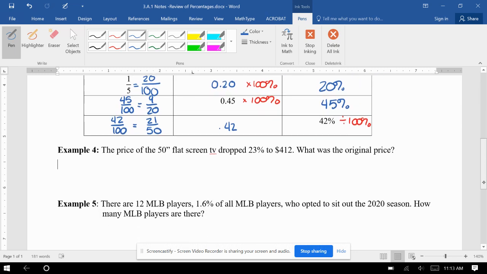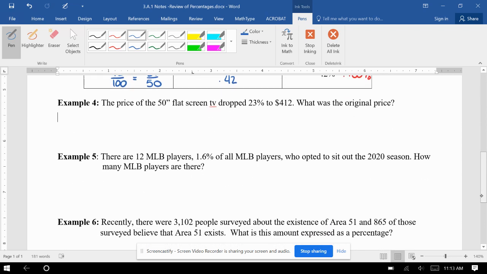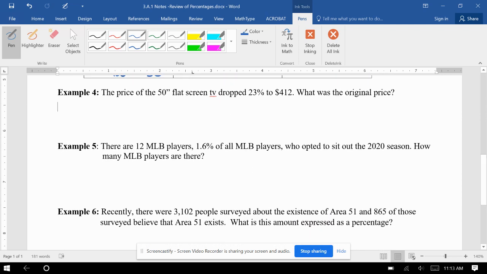And I'm pretty confident most of you know how to do that already. And if not, you just need a little refreshed memory. So the next few examples, what we're going to do is look at percentages that you might encounter maybe by watching the news or by going shopping and trying to comparison shop and things like that. So the first example here is talking about a flat screen TV that was dropped in price by 23%. And then the new price is $412. And it wants to know what was the original price. And this is good to know when you're shopping, know if you're getting a good deal on something or if someone's trying to pull one over on you.